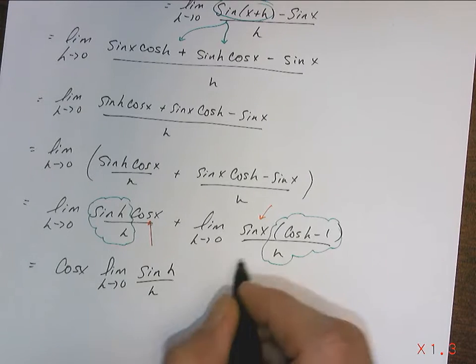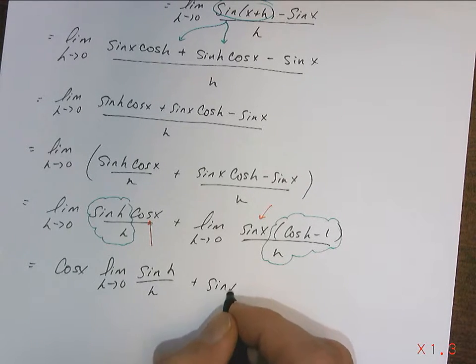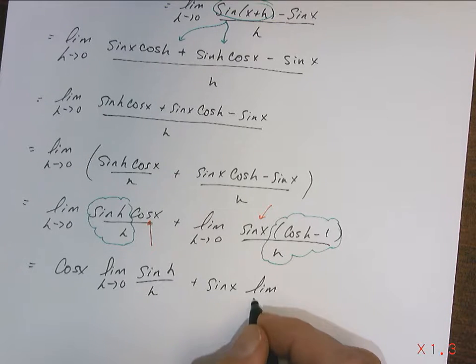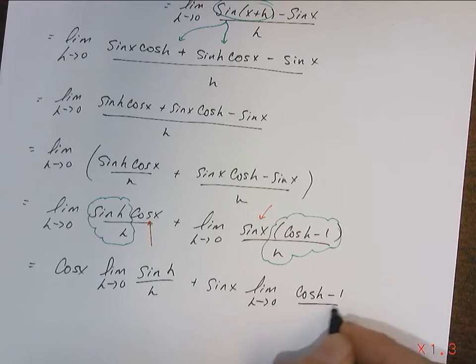Sine h over h. This sine x is going to have nothing to do with the limit for the same reasons. It's x, not h. And we're left with cos h minus 1 over h.